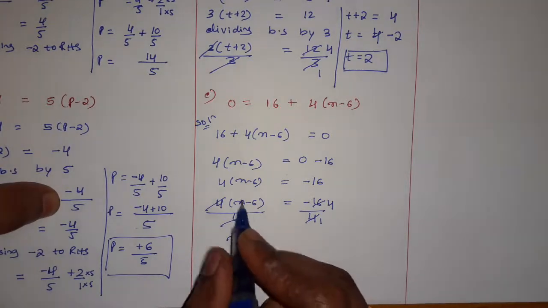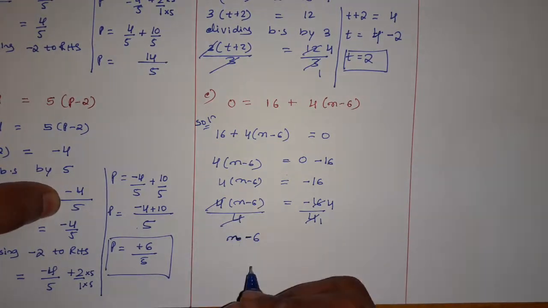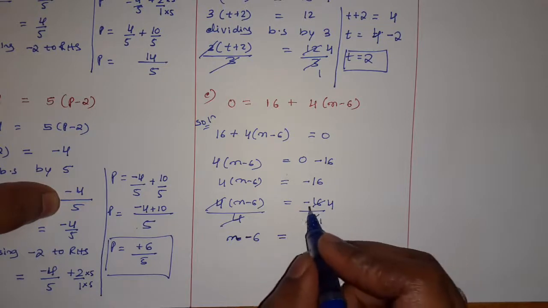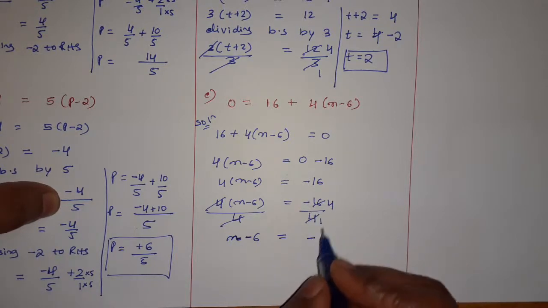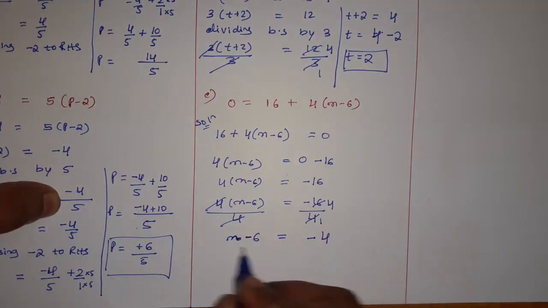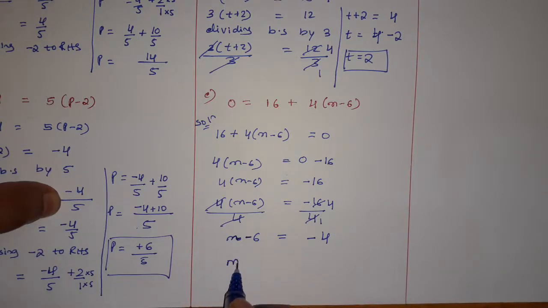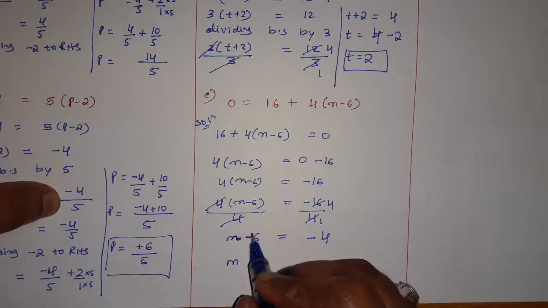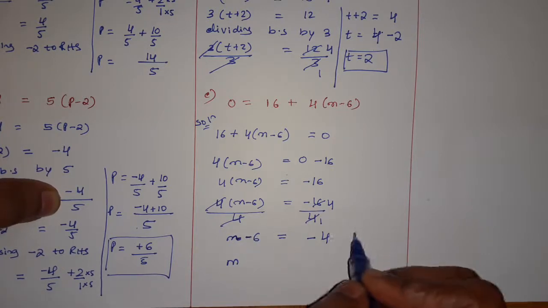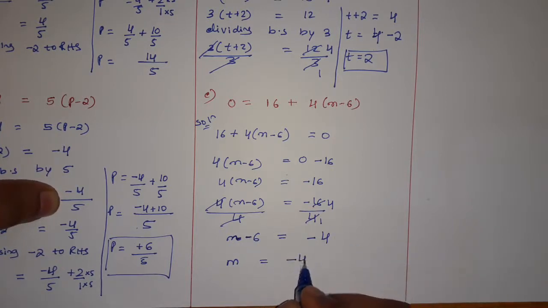M minus 6 remains. Both 4s are cancelled. Equal sign, minus divided by plus will give you minus, and this 4. So m minus 6 equal to minus 4. Now I want this m, so m remains in the LHS. I am transposing this minus 6 to the RHS, and minus 4 is at the RHS.